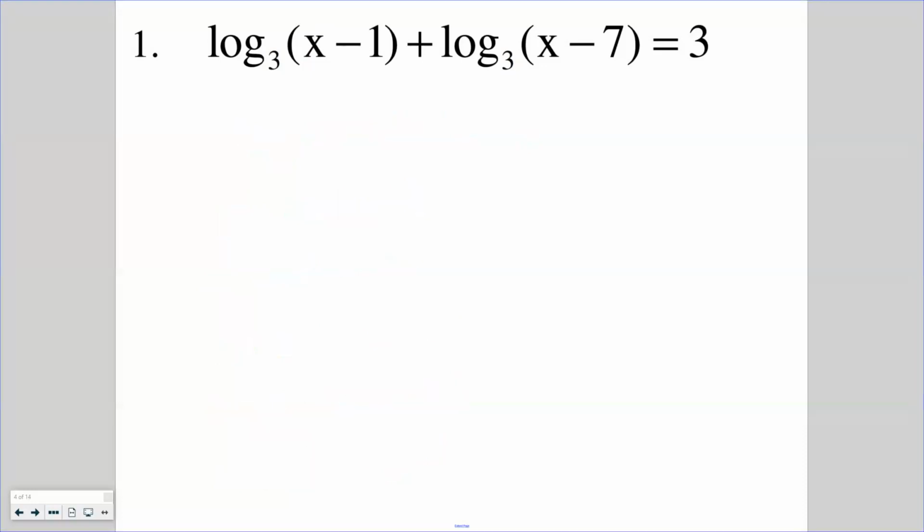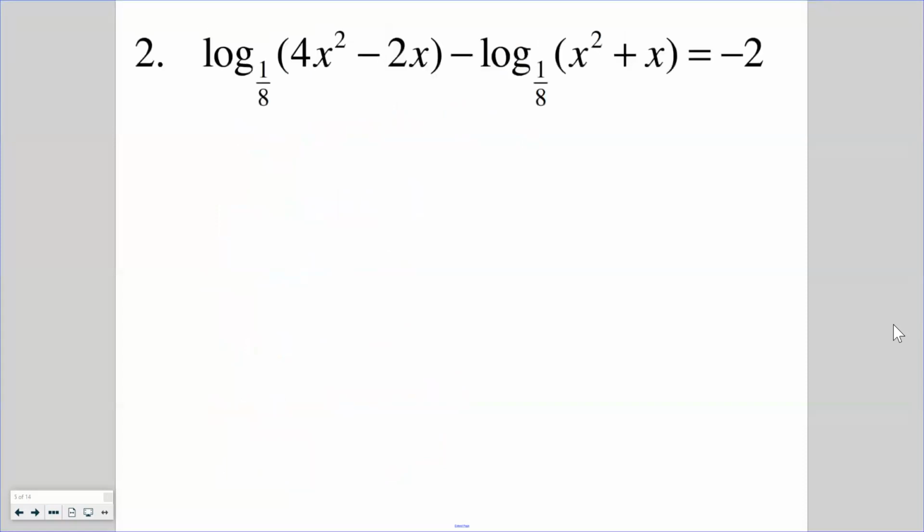Okay, number 2, kind of similar, maybe a little bit tricky because we've got a fractional base, but that's okay. So same thing, I'm going to combine everything on the left-hand side into a single log. That's the first step we want to take here. I can do that because the bases are the same. If the bases were different here, we would have a big problem. Okay, so it's always easier when the bases are the same.